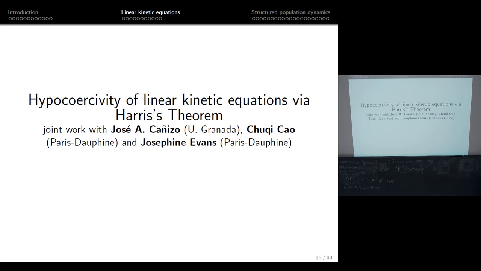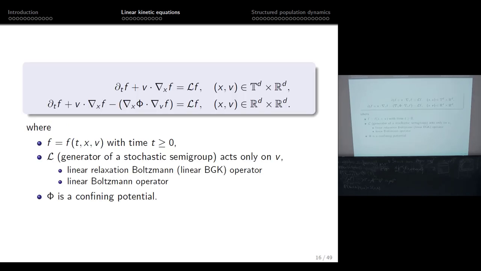linear kinetic equations first. This part is joint work with my PhD supervisor Jose Canizo and Chuqi Cao from Paris Dauphine, and Josephine, who is here also from Paris Dauphine. In this part we consider equations of this type, either posed on the torus or in the whole state space. In that case we will have a potential here, and L acts only on the velocity variable, so it will also be the generator of the semigroup. We are only interested in two cases here: when L is the linear BGK operator or the linear Boltzmann operator, if V is the confining potential.